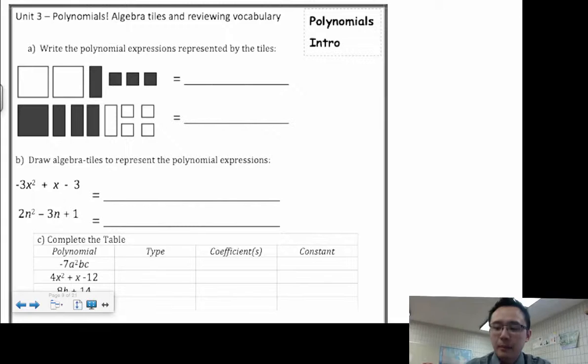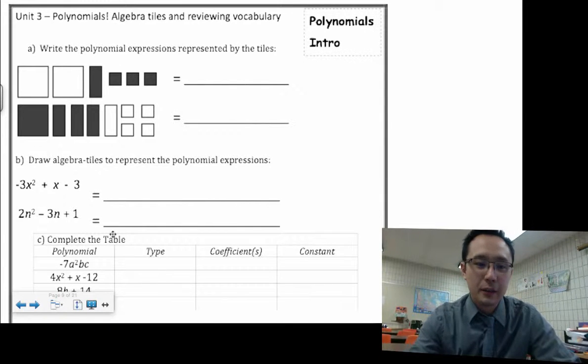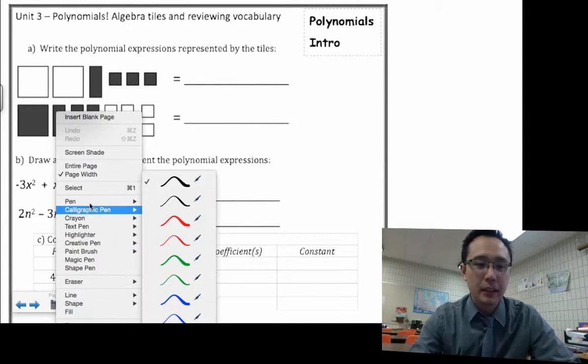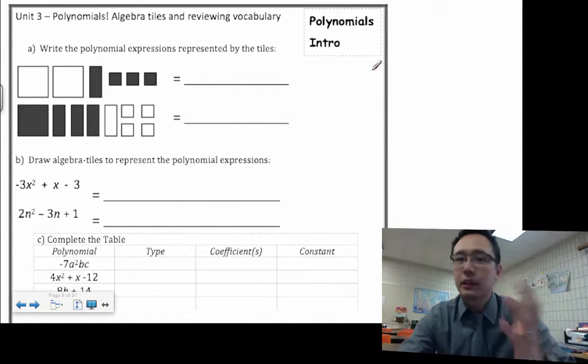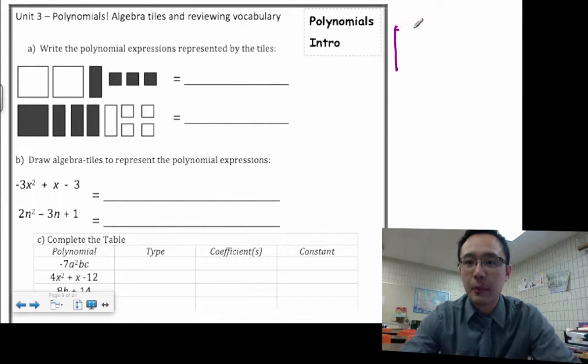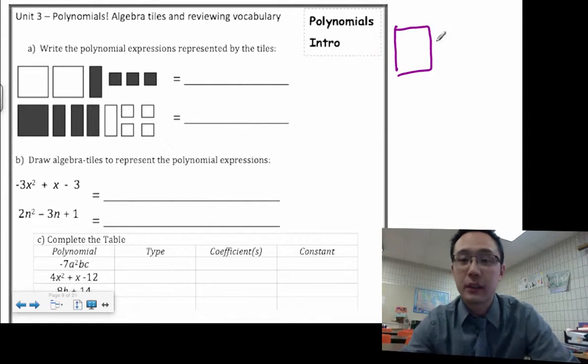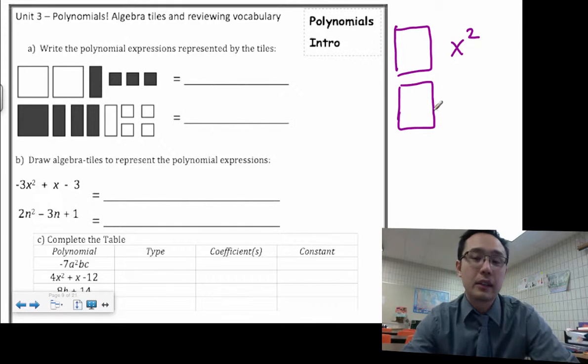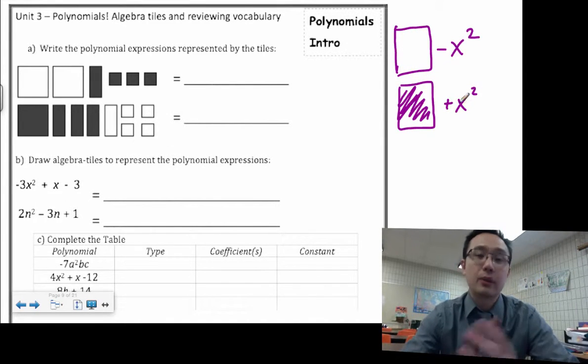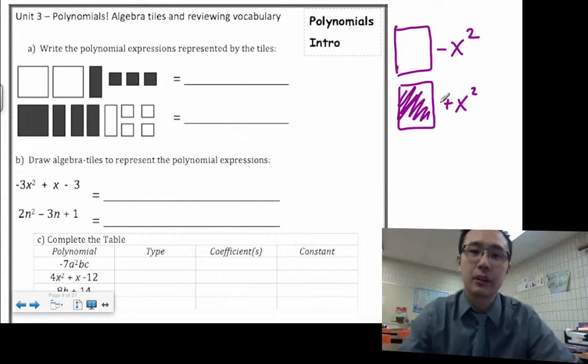Polynomials. We started polynomials by using algebra tiles. So if you remember algebra tiles, they basically represent your x's and y's in different letters. So remember your square shapes, these ones are always going to be your x squared, and there are two different squares. One's going to be colored in and one is not. So remember the one that we use without colors, that's your negative, and the ones that are shaded in are going to be your positive x squares or y squares, or whichever one you want to use.